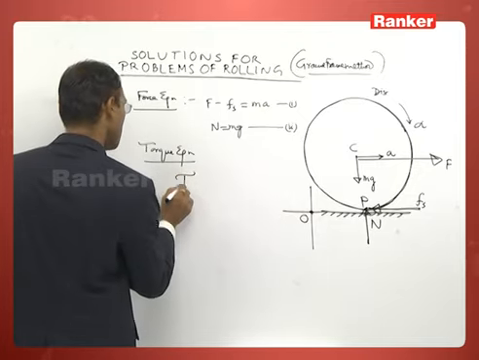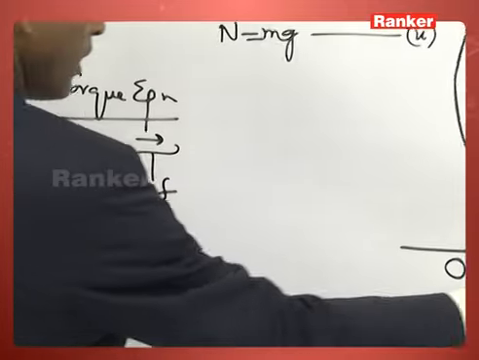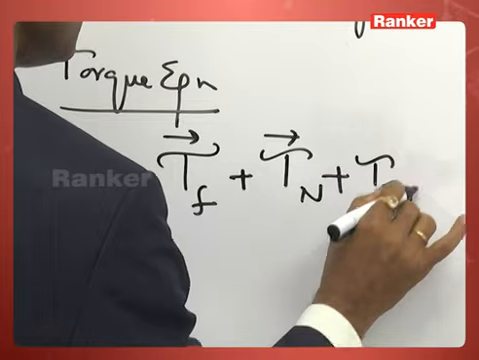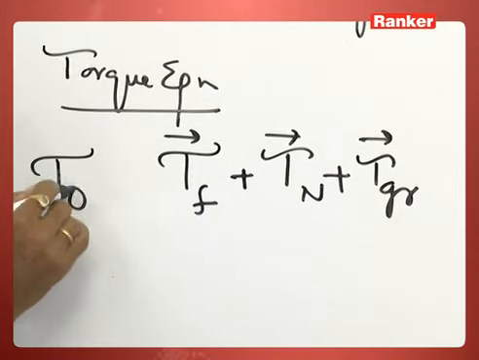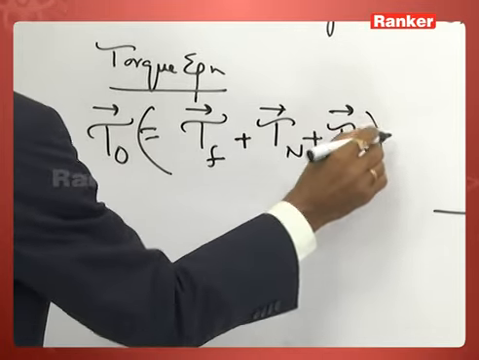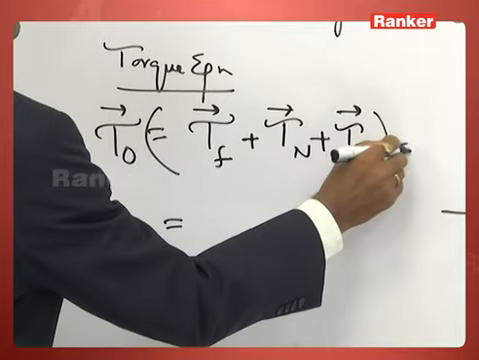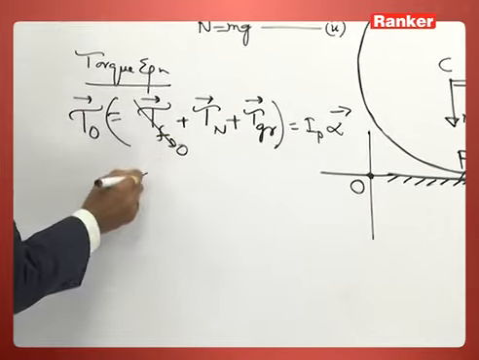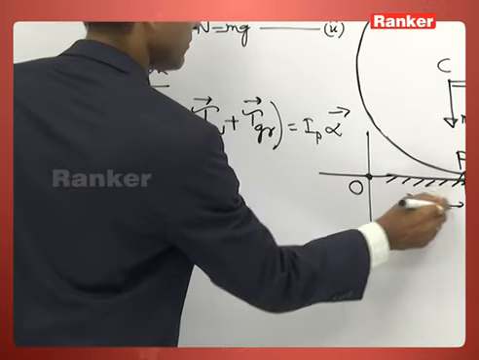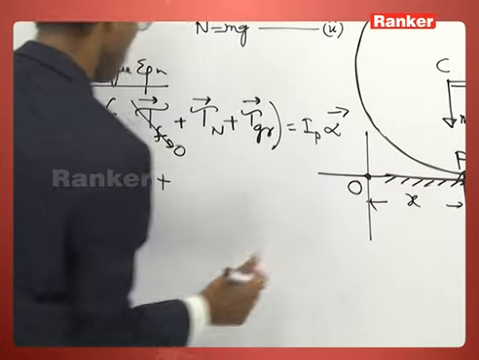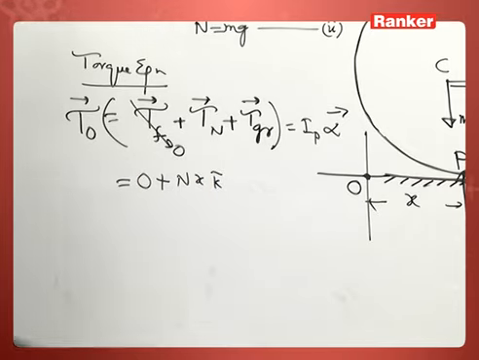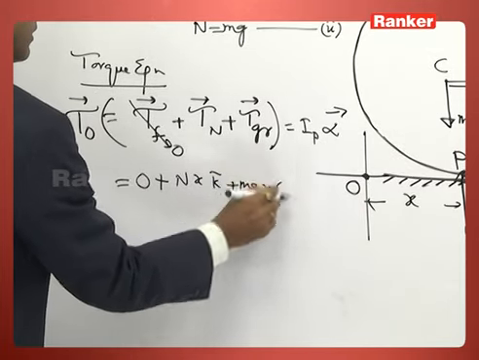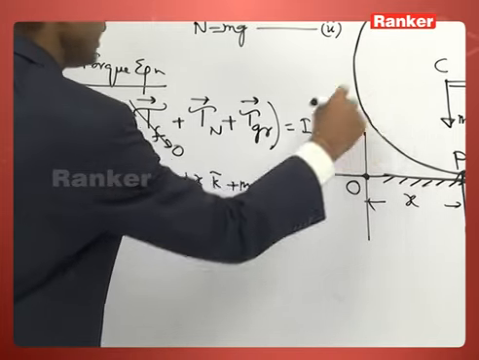The frictional force torque is tau f, torque produced by the normal reaction is tau n, torque produced by gravity is tau g. About which point? About this point of reference O, that is equal to IP into alpha. Frictional force passes through this point, cannot produce a torque, 0. Normal reaction produces a torque, let it be x. About this point, it produces a torque N into x in which direction? Anticlockwise sense. Gravity produces a torque in which sense? mg into x in anticlockwise sense.